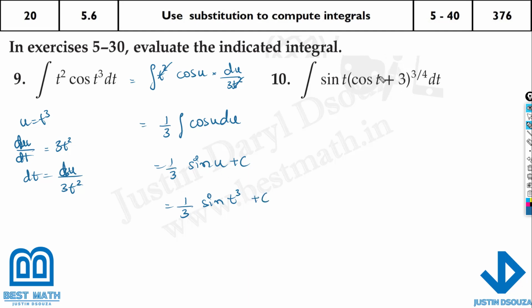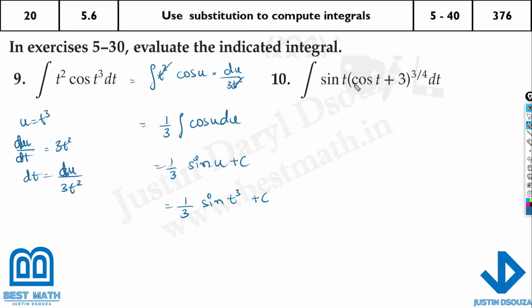What about at the right side? Now here we need to look at this carefully. It is sine t multiplied with cosine t plus 3 whole power 3/4. If I take u as sine, it's gonna be just so much complicated. I won't be able to cancel this because it's inside the power and radical. The power is 3, the radical is 4.